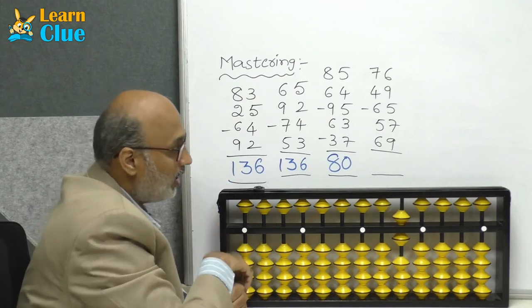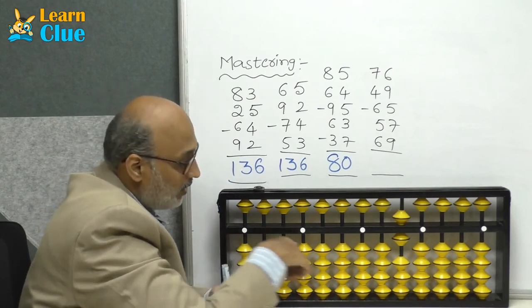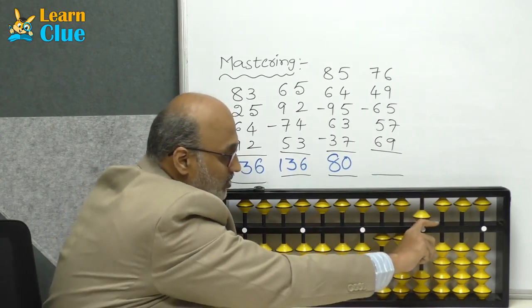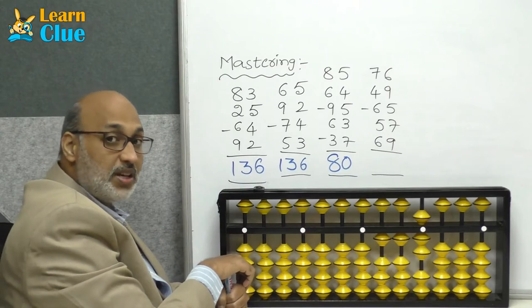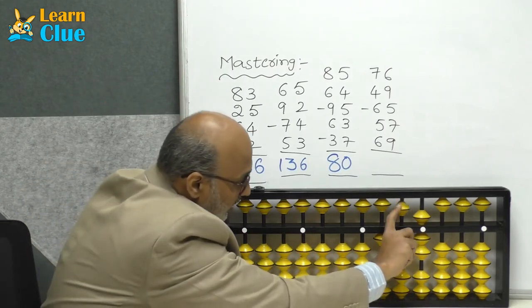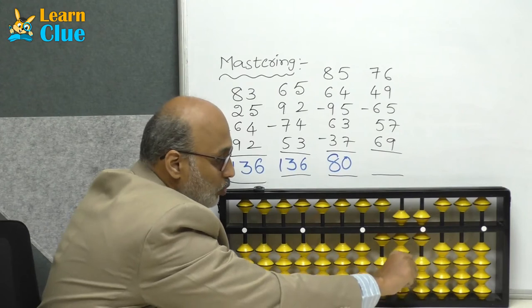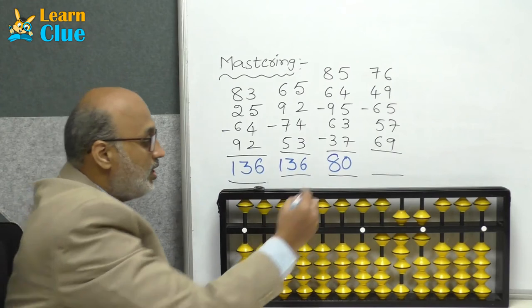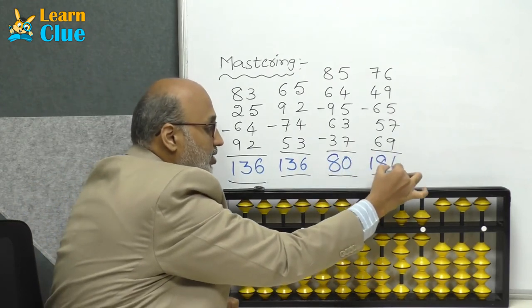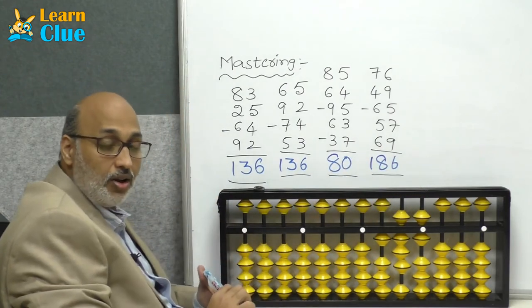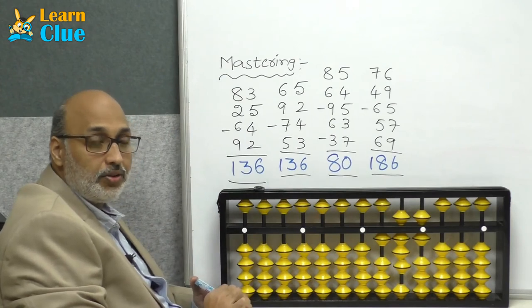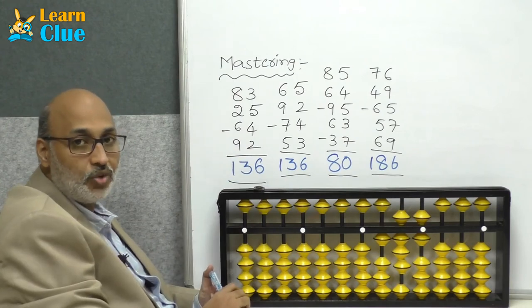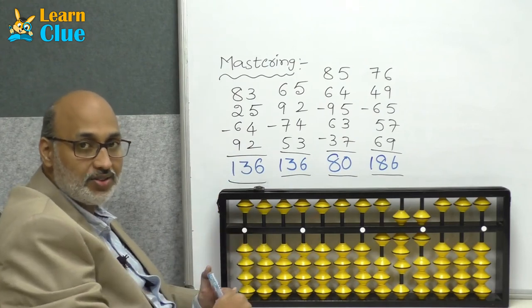Okay, now they are asking add 57. Plus 50 is nothing but minus 50 plus 100, plus 7 is direct. Now they are asking plus 69. Plus 60 is direct. Plus 9 is nothing but minus 1 plus 10. What is the answer? 186 is the answer. Students, all the time you have to remember your friends groups and techniques, then you will do perfectly over here. Okay, let's do good practice.